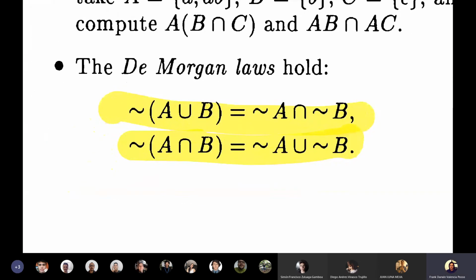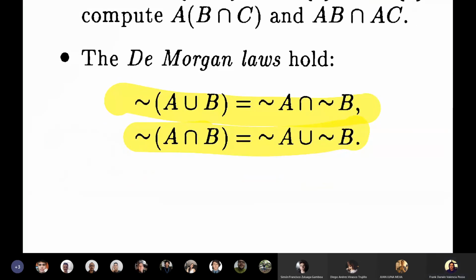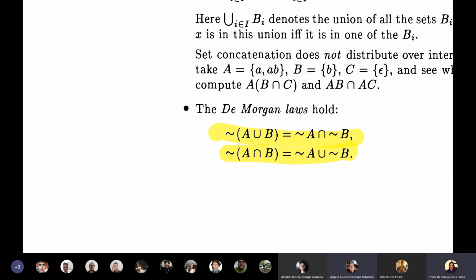Then you need to remember also the Morgan laws. Have you seen the Morgan laws before, Angelo? That the complement of A union B is the intersection of the complements of A and B and stuff like that? Profe, la pregunta era que si habíamos visto las leyes de Morgan antes. Yeah, exactly. Sí. All right.